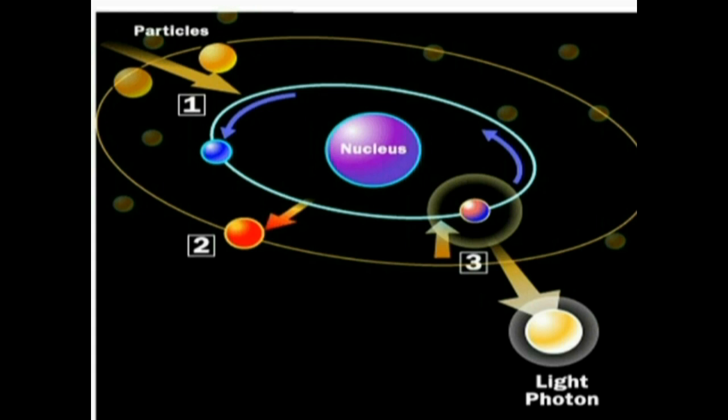This picture shows how atoms emit light. Here you can see the 3 spots where we have indicated the 1, 2 and 3. Point 1 shows a collision with a moving particle excites the atom. Point 2 shows an electron jumping to a higher energy level, and point 3 shows the electron falls back to its original energy level, releasing the extra energy in the form of a light photon.